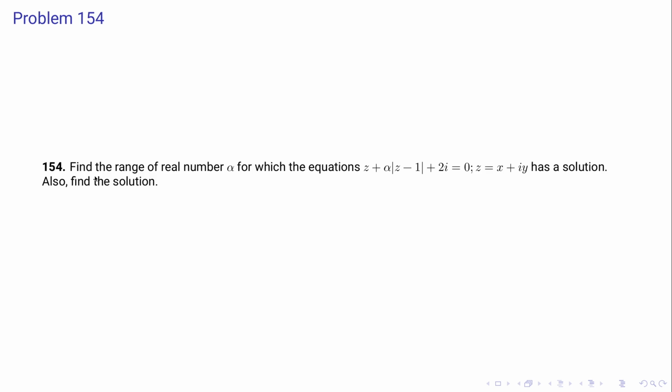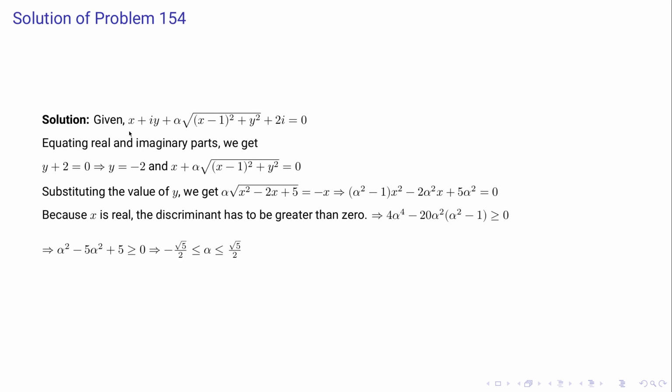Problem 154 says that find the range of real numbers alpha for which the equation z + alpha|z − 1| + 2i = 0, where z = x + iy, has a solution. Also find the solution. So we are given z = x + iy. So we substitute this in the first equation. We get x + iy + alpha into square root of (x − 1)² + y² + 2i = 0.